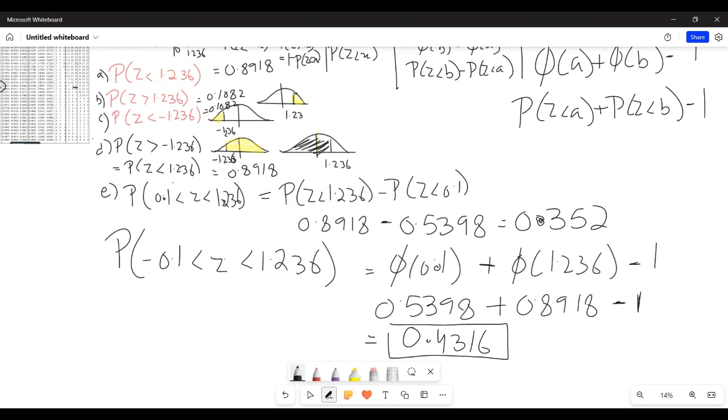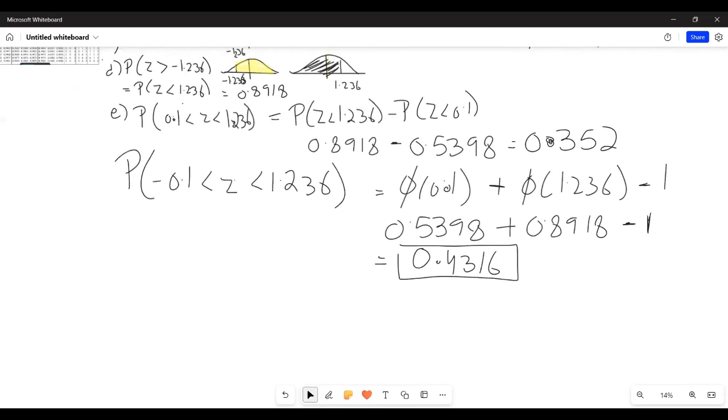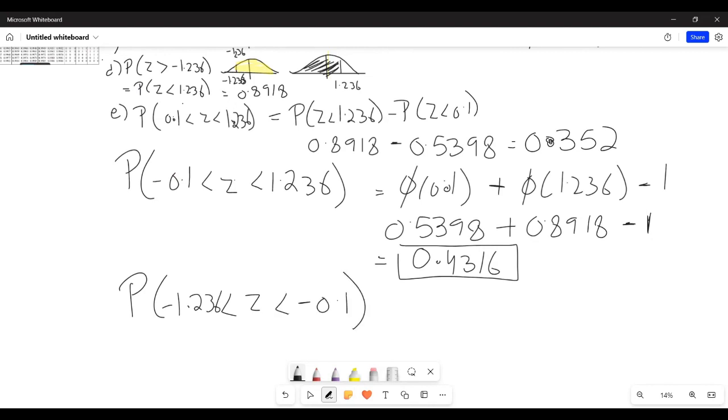So what if both of them are negative? So what if it's probability of Z being in between negative 1.236 to negative 0.1? Ma'am, make both of them positive, with 0.1 on the left side and 1.236 on the right side, I think.